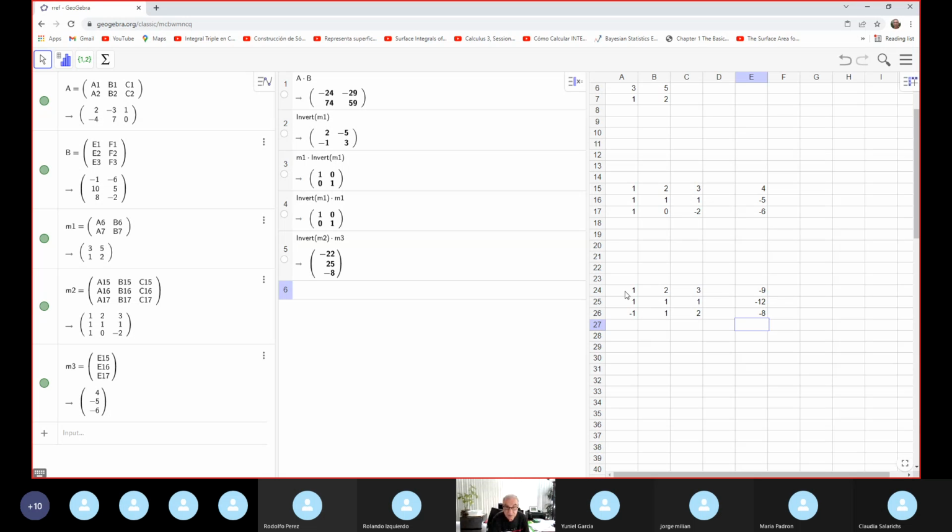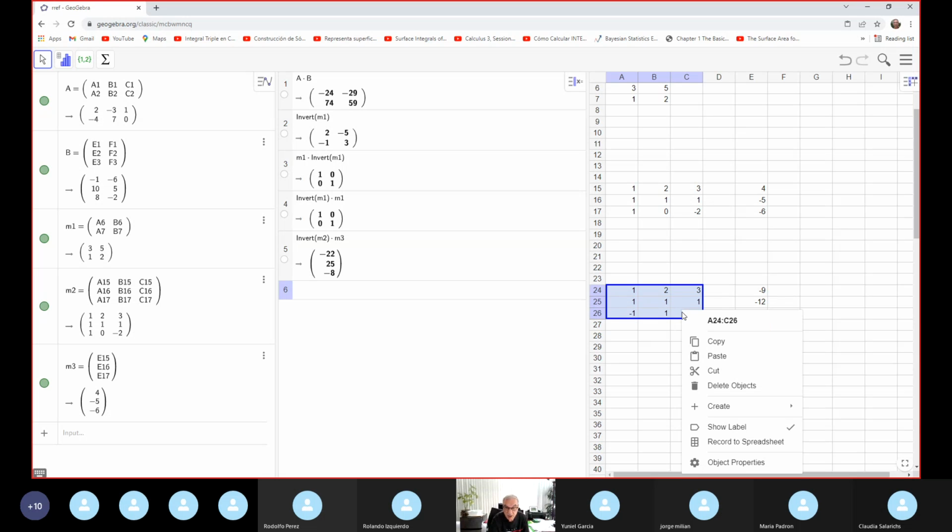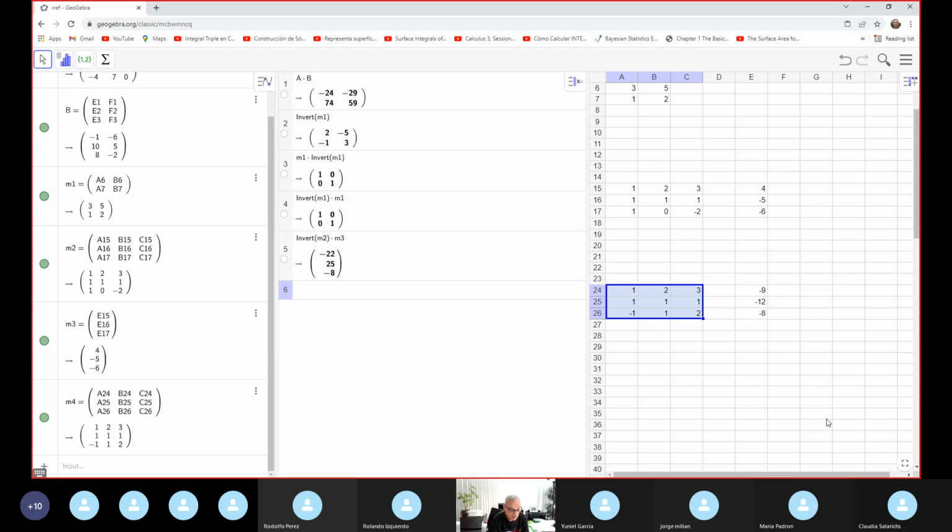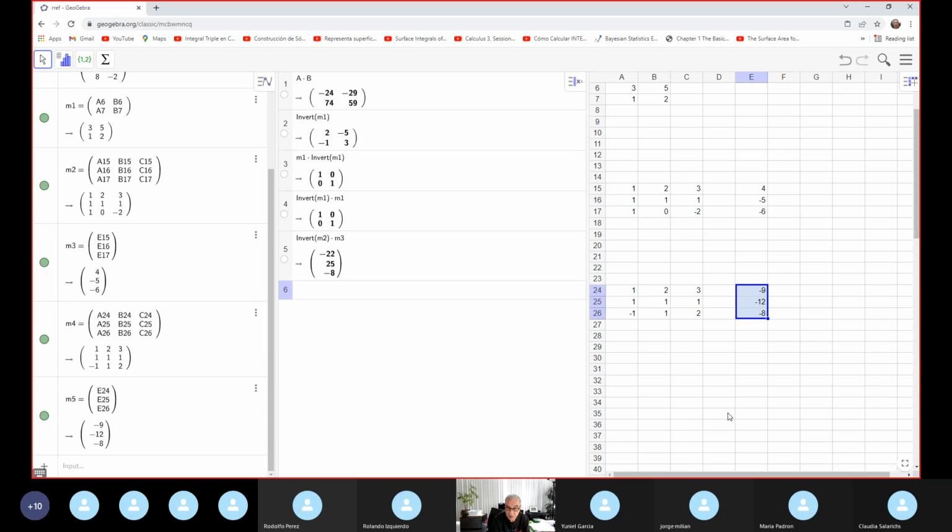Now you select this. Right click. Create matrix. Okay, it's M4. I need to remember this. I copied the piece of paper. So the A matrix in this example is called M4. Now I select the second, create matrix M5. The B is M5.